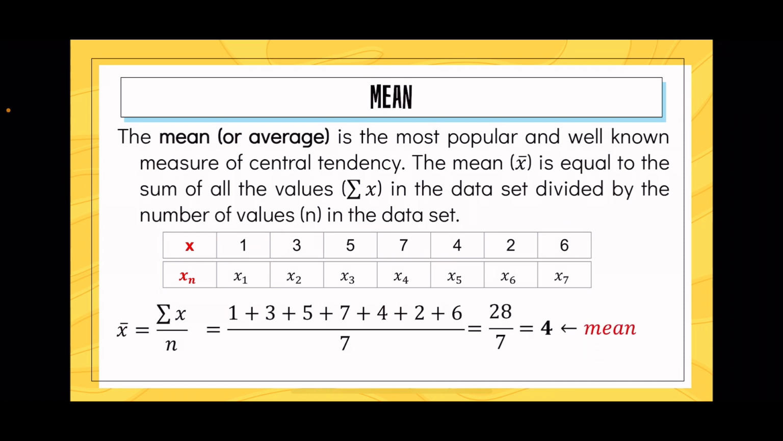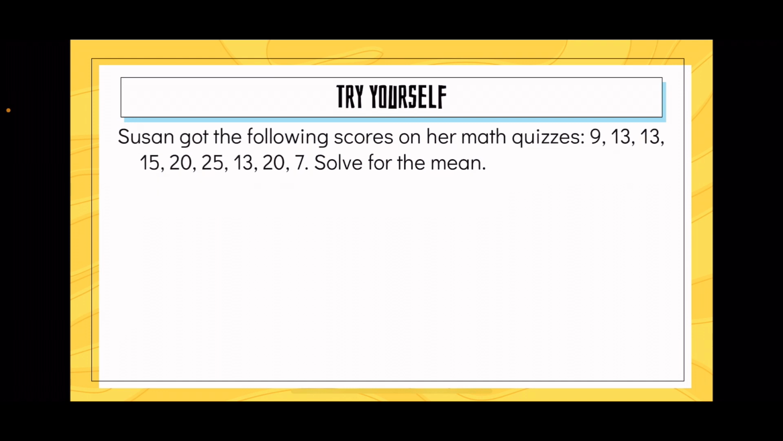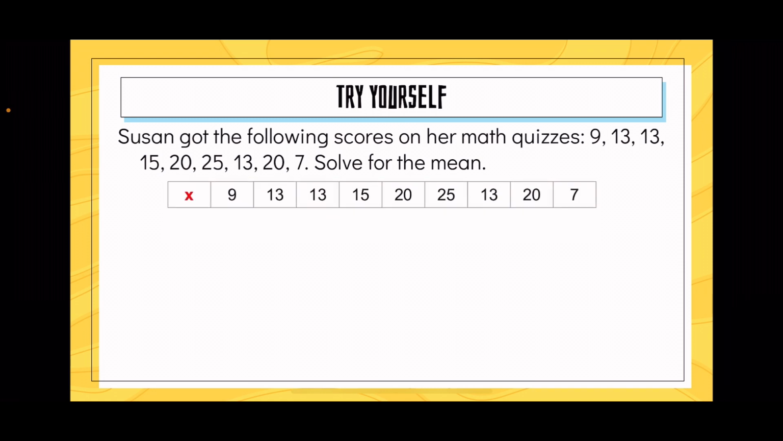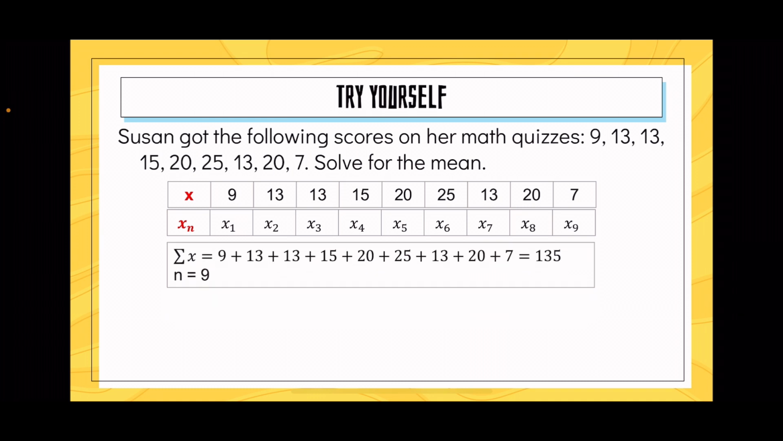Very good. So I want you to try this for yourself. Susan got the following scores on her math quizzes: 9, 13, 13, 15, 20, 25, 13, 20, and 7. I want you to solve for the mean. So the first thing that you're going to do is to add all the scores. So what is the total of the scores, or the summation of x, in that given set of data? We have the summation of x, which is equal to, that is right, 135.